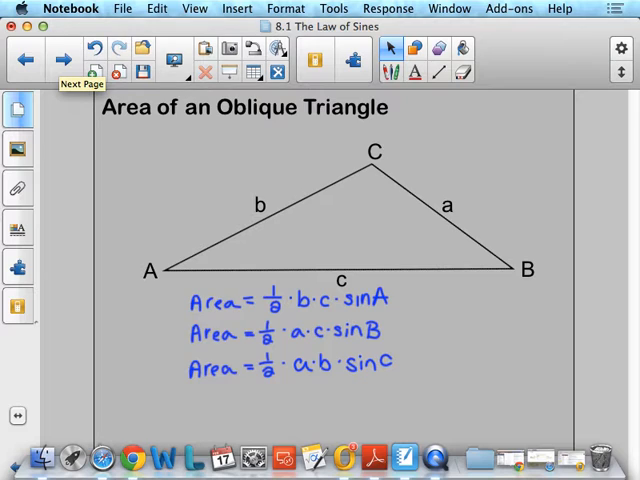Okay, notice that in all three of them, we start with 1/2, and then we multiply by two sides. So in the first one, we multiply by sides B and C. So that means the sine of our angle is neither one of those angles. So that's why it's angle A. The second one, the two sides we use are A and C. So we didn't use side B, so B is our angle. Same thing with the last one. We use sides A and B. So we did not use side C, so C is our angle.